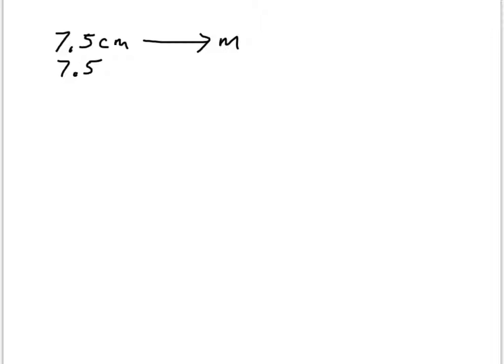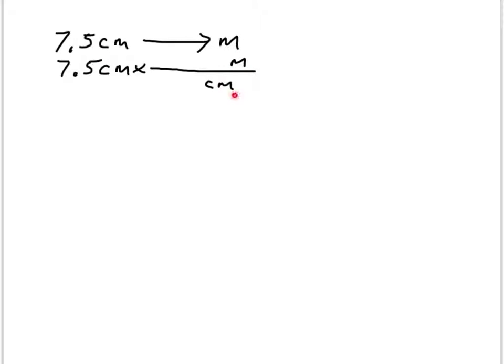You start by writing down what you know. You're given 7.5 centimeters. Then you put the times sign and a line. We want to go from centimeters to meters. Just notice that the centimeters are in the numerator. This is the same as centimeters over 1. I want my answer to be in meters, and the meters have to be in the numerator, so I'm going to get my units to cancel.